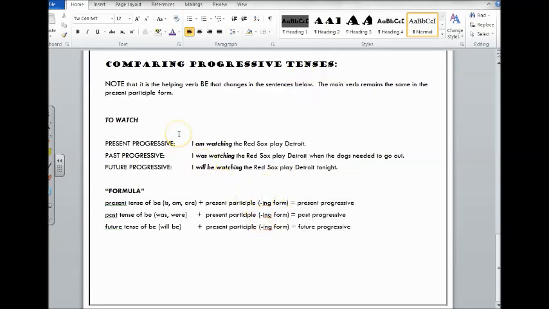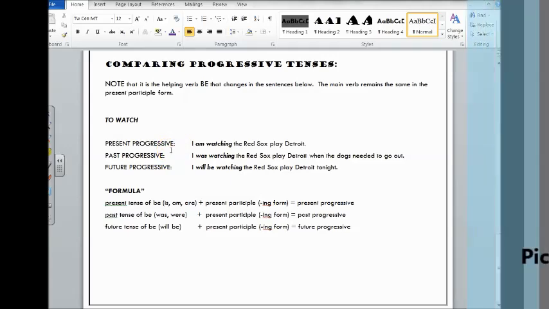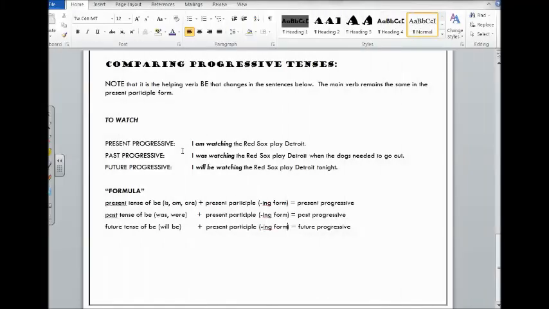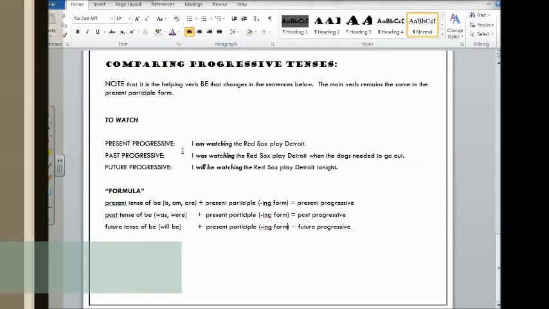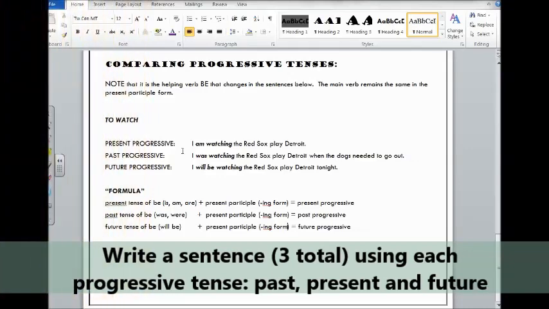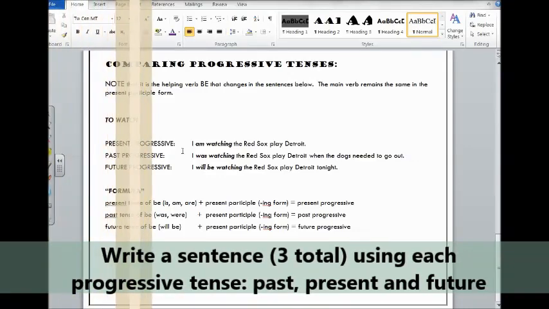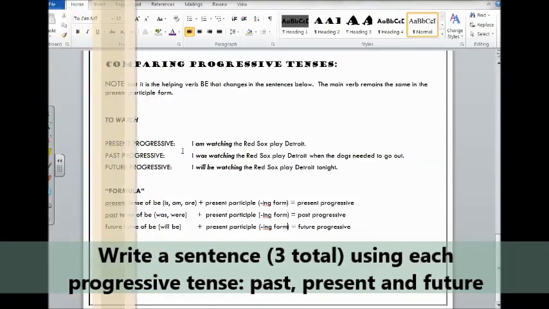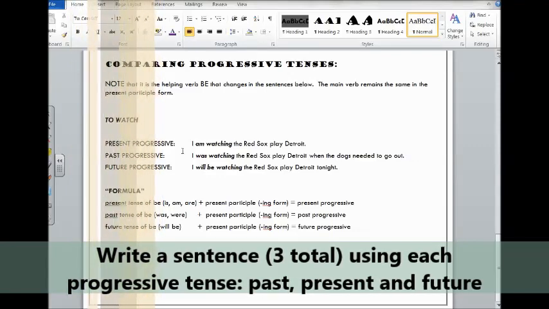So, for your assignment, I want you to pick a verb that starts with the same letter as your name. You can choose either your first name or your last name, but you're going to pick a verb that starts with the same letter. So my first name is Danielle, so I could pick the verb drink or drive, and I'm going to make the three tenses using drive as my main verb. So for present progressive, I would say I am driving home. For past progressive, it would be I was driving home, and for future progressive, it would be I will be driving home.